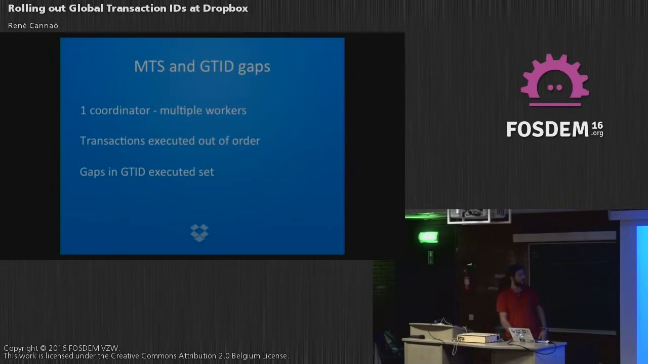This was another small issue. When you have GTID and multiple threads on slaves, we were facing an issue in which there were gaps in the GTID executed. The reason is that one worker was slower than the others. For a certain period of time, some GTID was missing in the GTID executed set. But of course, within a fraction of a second, it was coming, and the gap was disappearing. Okay, that's all.